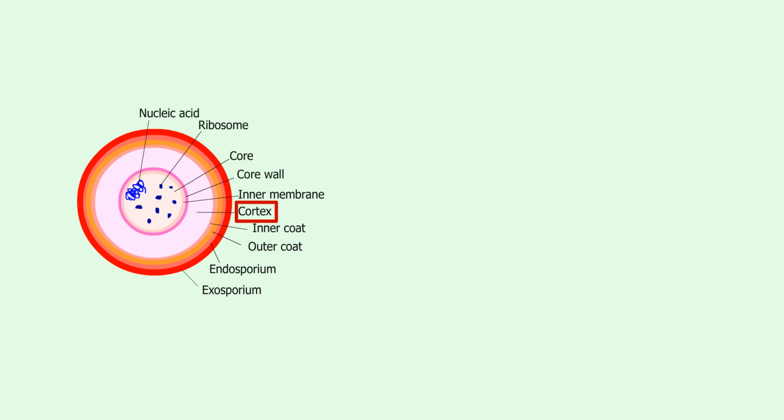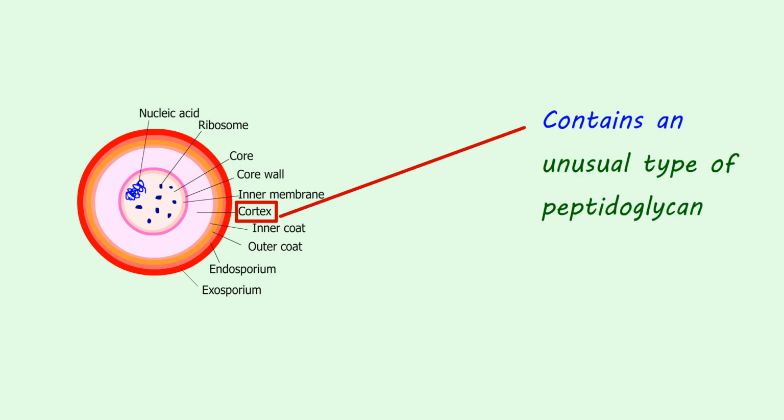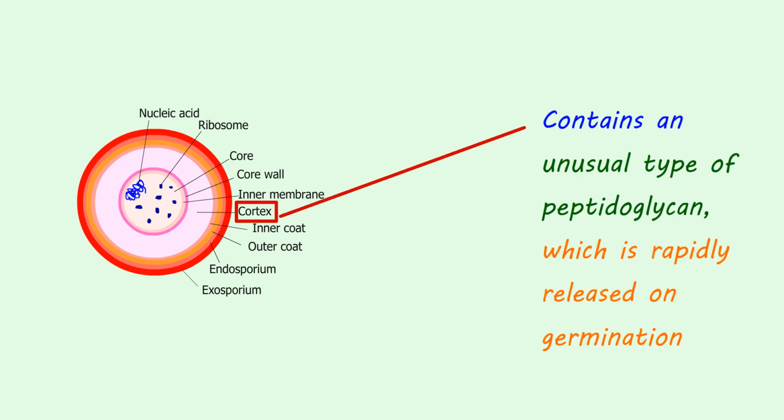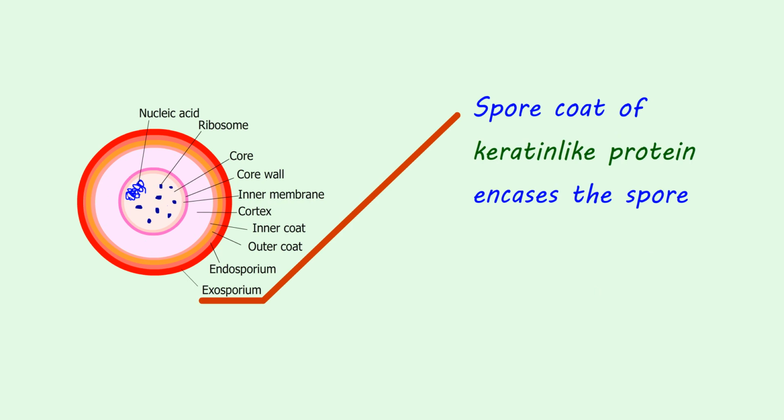Surrounding the spore wall is a thick cortex that contains an unusual type of peptidoglycan, which is rapidly released on germination. A spore coat of keratin-like protein encases the spore contained within a membrane called exosporium.